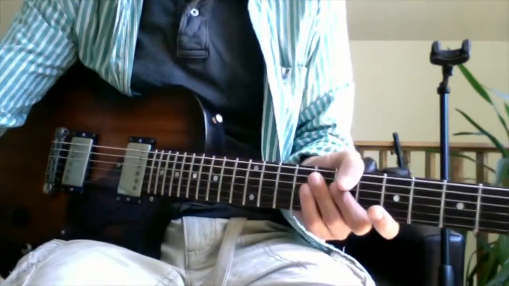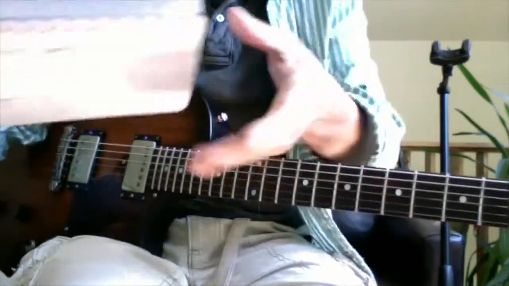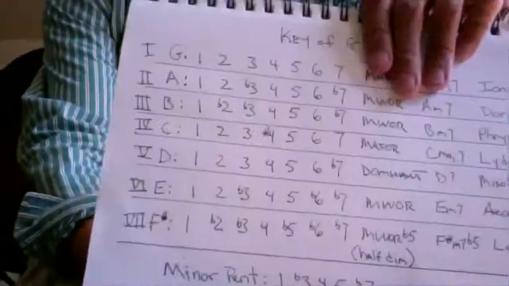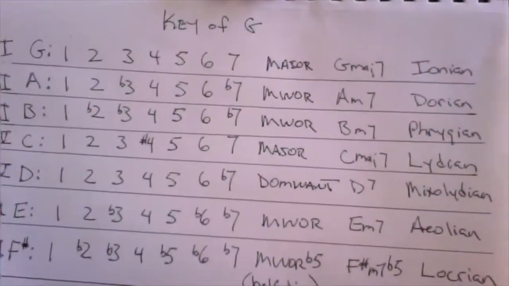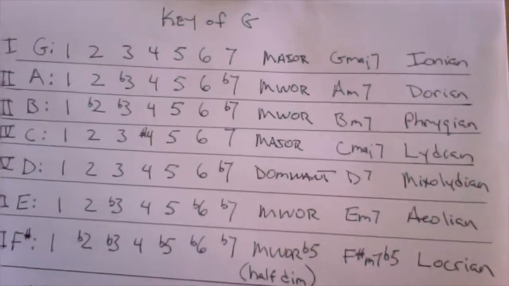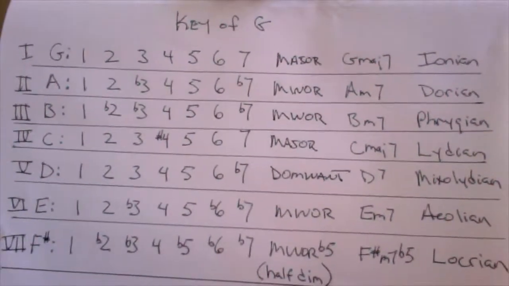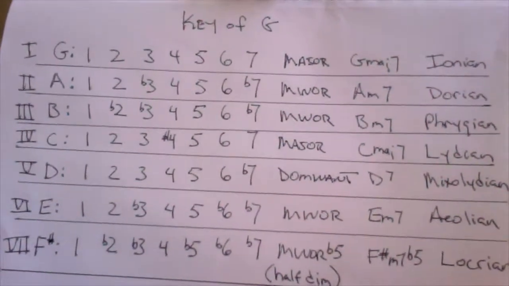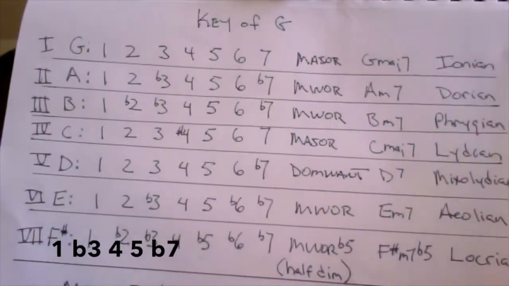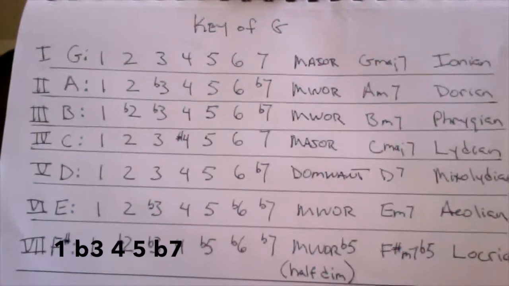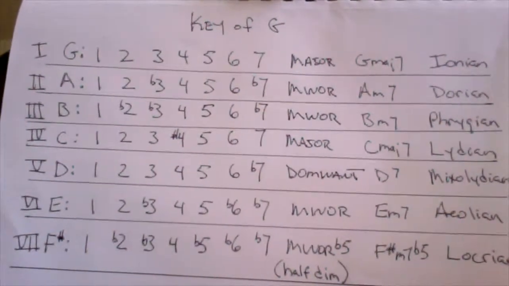I'm going to hold up this diagram of the key again. And I want you to look at all 7 of those scales up there. I've got the minor pentatonic intervals down on the bottom, just to remind you: 1, flat 3, 4, 5, and flat 7. Which scales do you see those intervals appear in?